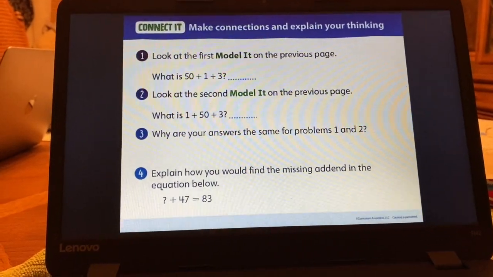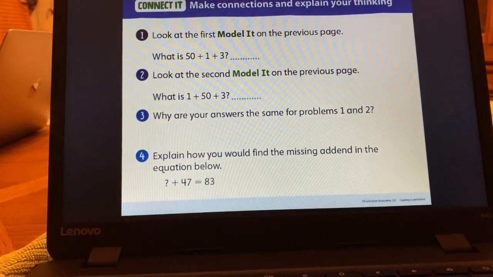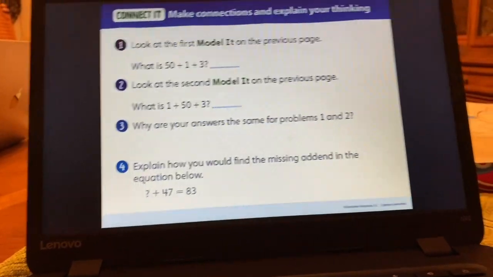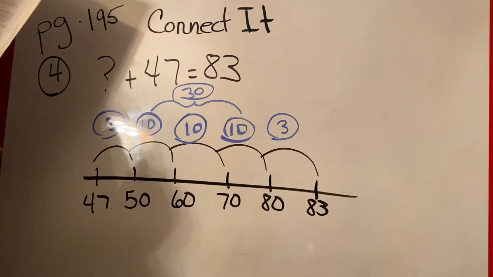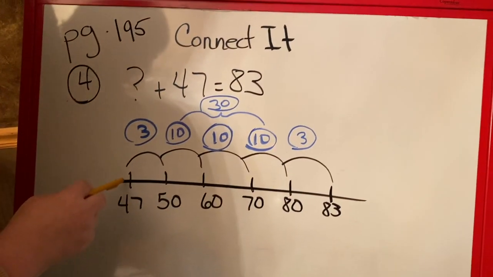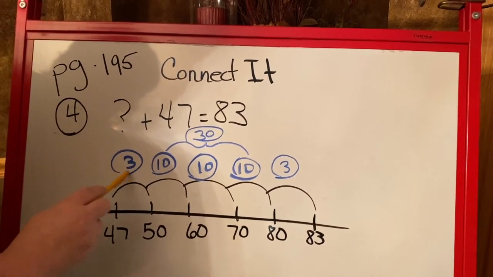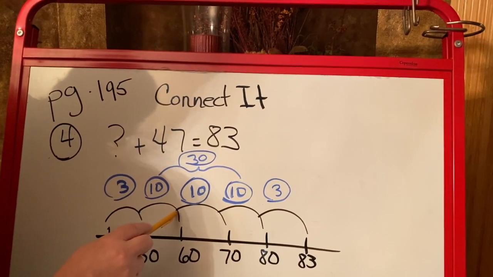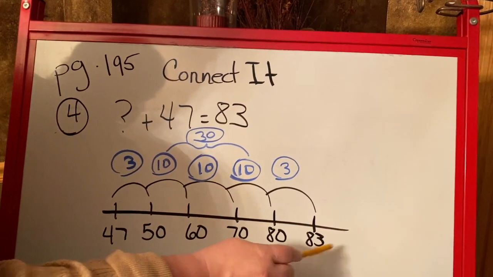Number 4, explain how you would find the missing addend in the equation below. And the equation is question mark plus 47 equals 83. So what I did is I drew an open number line. I started with 47. I hopped 3 places. Then I went to 60 because my sum is 83. So my number line is going to end with 83.